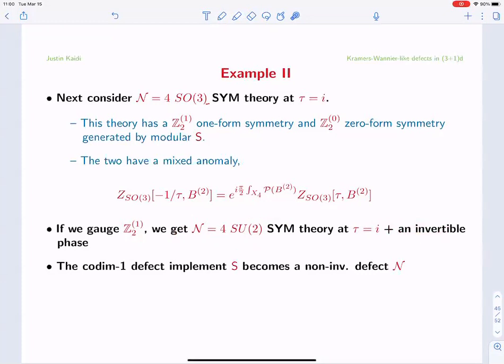Sorry, can I ask a question? I'm sorry for interrupting. Looking at this anomaly equation, it seems that at the self-dual point, the partition function should vanish unless the anomaly is trivial. Yes, that's right. That's exactly right. So if I fix myself to tau equal to i, the partition function will be 0.